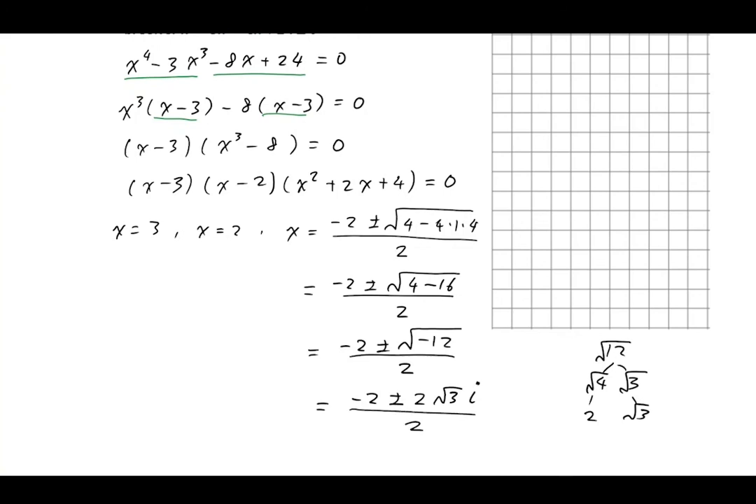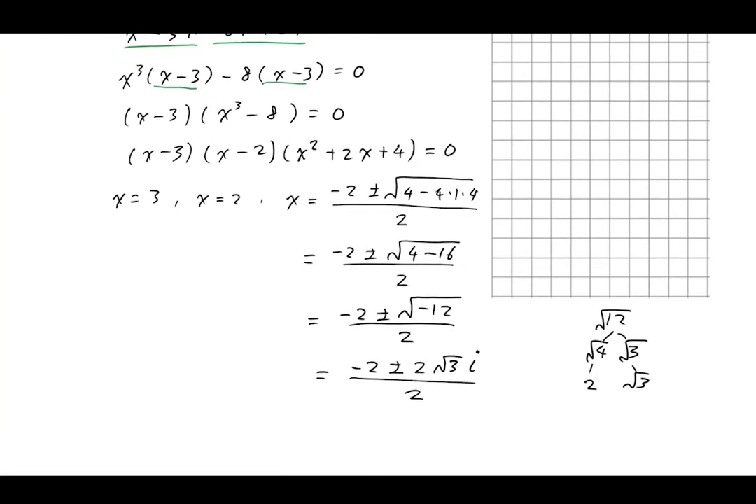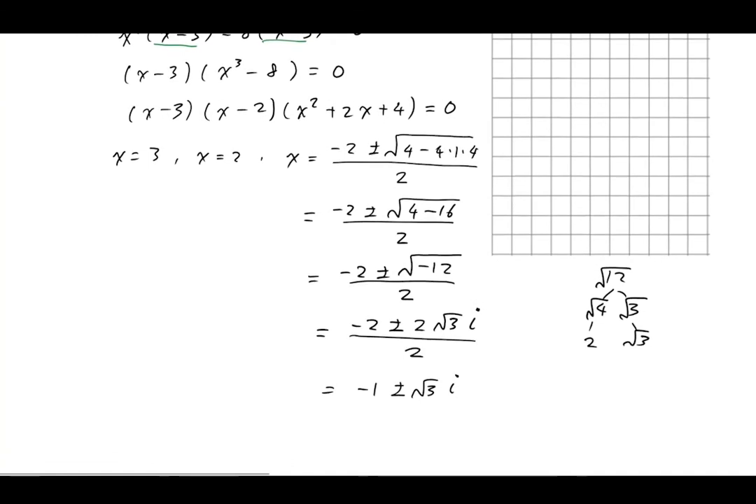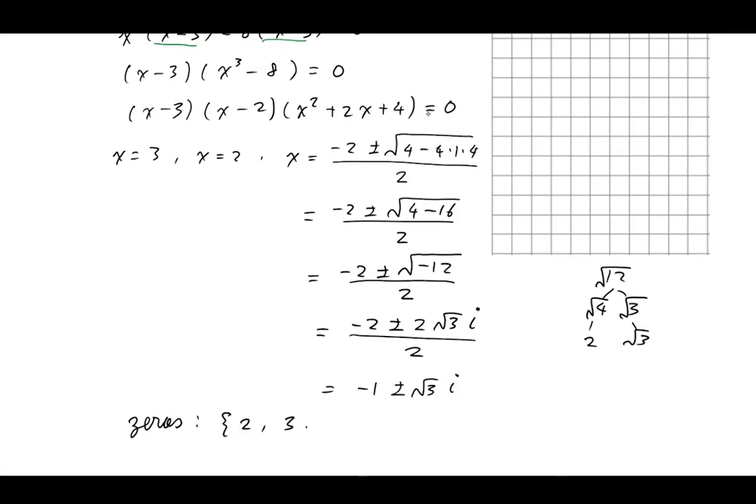Okay, now then this 2, let's separate the fractions. So this way, negative 1 plus or minus, and that 2 cancels, so root 3 i. How about that? So my zeros are 2, 3, and the complex numbers negative 1 plus or minus root 3 i.